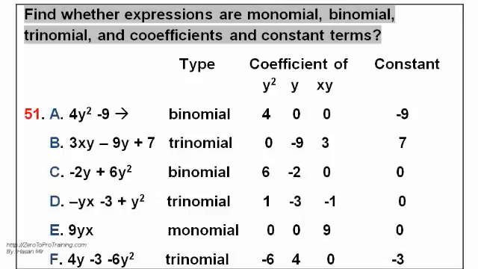Exercise 51. Whether monomial, binomial, trinomial, and coefficients of y square, y, product of xy, and constant respectively. A. Binomial, 4, 0, 0, minus 9. Continued. B. Trinomial, 0, minus 9, 3, 7. C. Binomial, 6, minus 2, 0, 0.